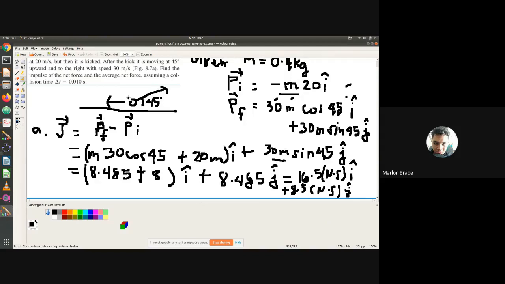Kung pakutaan na dire. Final lang na sir na. Impulse. Kung sa'yo mong pakutaan na? Kanang sa, kan baka na 16.5 plus 8.5. Ang kining 16.5 Newton seconds I hat, mo na siya ang component along the I hat. Ang kining 8.5 Newton seconds J hat. So this is the direction along J hat. So, naipakutaan na so far?